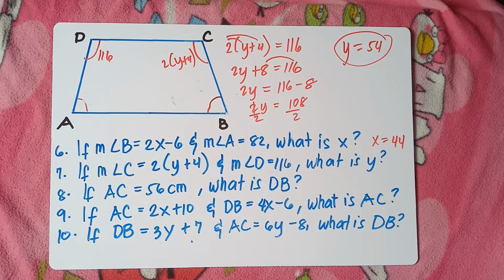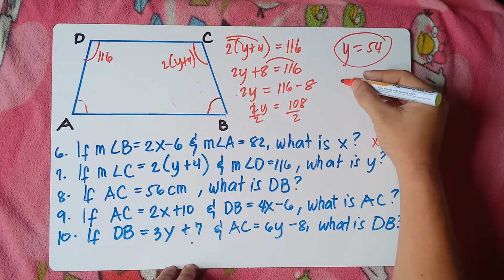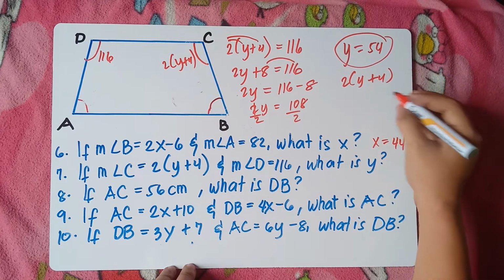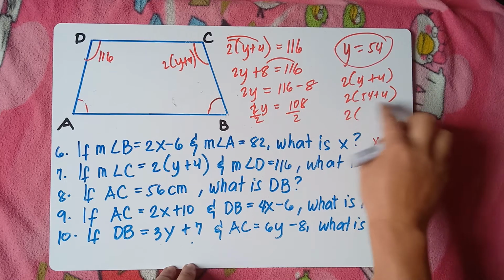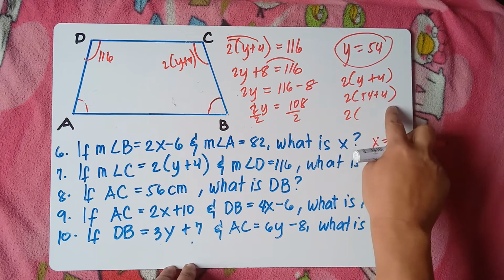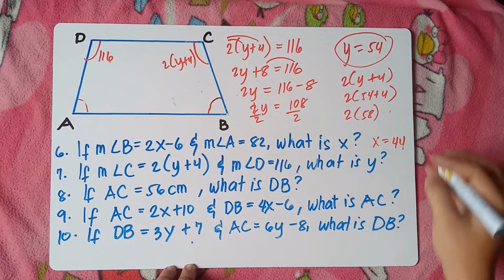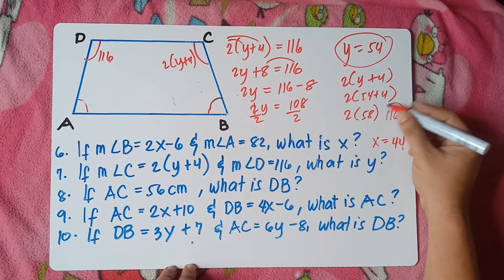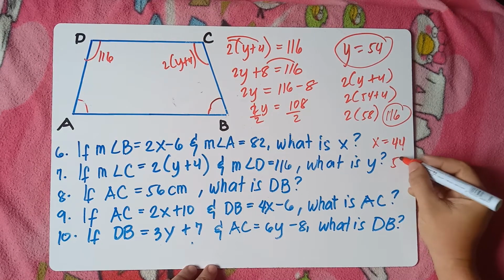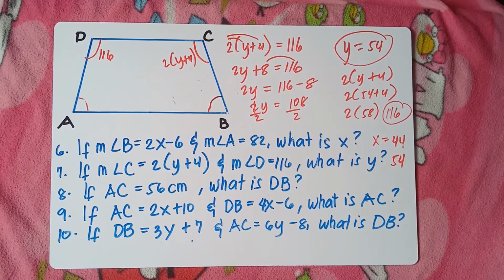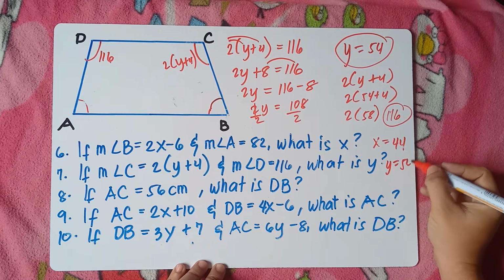Let's check if we get 116. From this equation, 2 quantity y plus 4, if y is 54, so 2 times 54 plus 4. PEMDAS: simplify first inside the parentheses. 54 plus 4 is 58. Multiply it by 2 and you get 116. So therefore our answer is correct. Y equals 54.